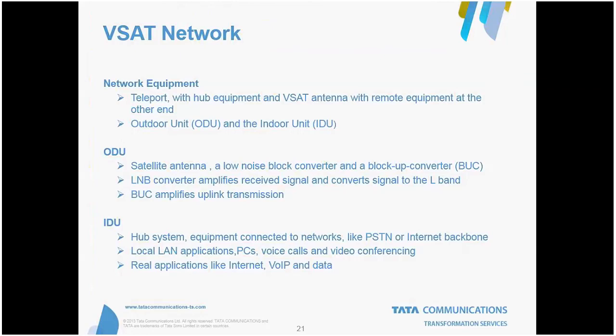VSAT. VSAT is nothing but a very small aperture terminal, and it's a two-way satellite ground station. Here, the hub station relays the satellites in the geosynchronous orbit to transfer data from one end to another. There are three different types of topology here: star, mesh topology, and hybrid topology. In star topology, information is transferred from the hub station to the remote terminals with the use of the satellite. In mesh topology, communication between the remote terminals happens through the satellite. Hybrid is basically a combination of star and mesh.